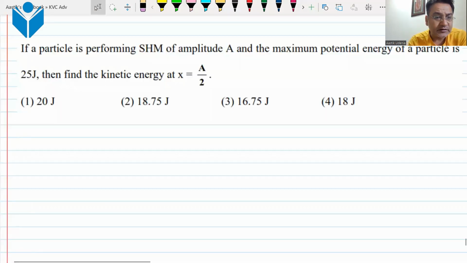That will take us to the next question. Question from SHM. A particle performing SHM of amplitude A. The maximum potential energy of the particle is 25 joules. Find the kinetic energy at A by 2. Everyone is there in the class? Yes or no?